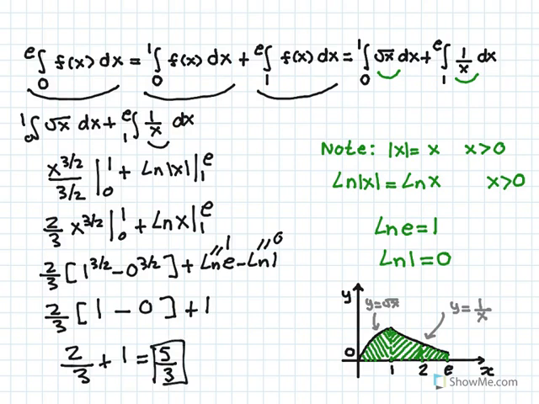Now it's important to realize that the first integral from 0 to 1 of root x dx was computing the area under the graph of y equals root x from 0 to 1. And the second integral from 1 to e of 1 over x dx was computing the area from 1 to e under the function y equals 1 over x.